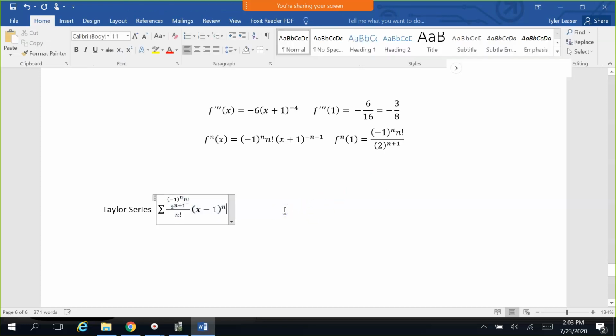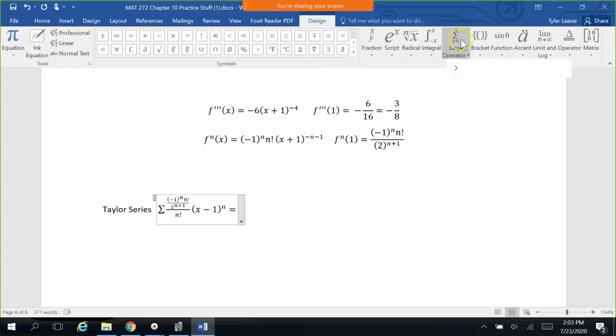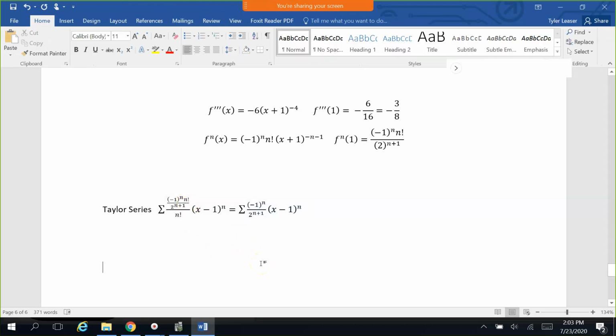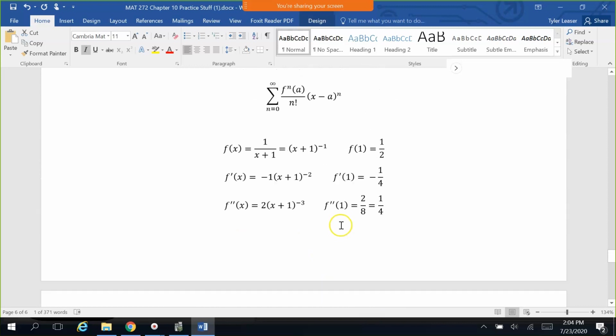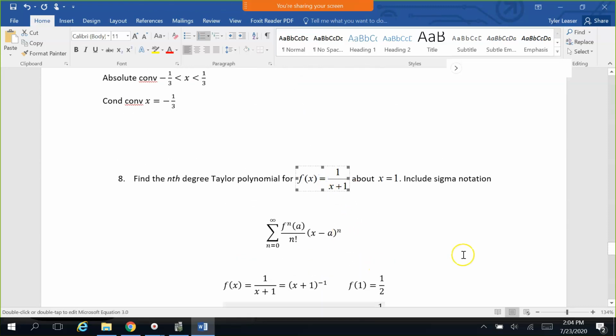What we can do here, which is kind of nice, this doesn't always happen, but it is for this question, is that I have an n factorial that shows up in both the coefficient and just generically down here at the bottom, so we can cancel those out. So we can still get the alternating part, we still get the 2 to the n plus 1 part, we still have the x minus 1 to the n, but at least the factorial stuff has disappeared. So this is going to be my answer. This is the Taylor polynomial for the function 1 over x plus 1.